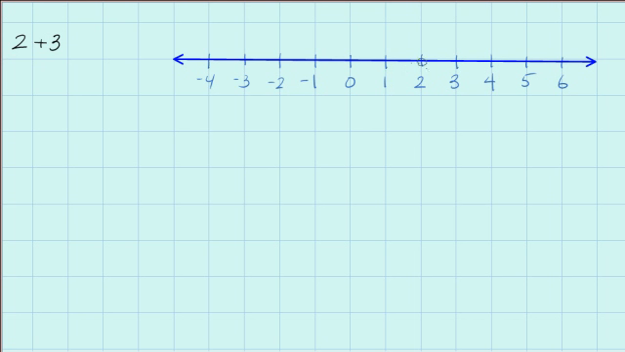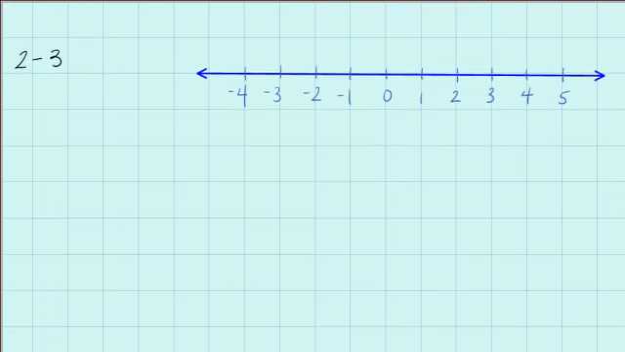I'm going to move to the right 3 units. Remember, positive means going to the right, negative means going to the left. So I'm going to jump 3 units to the right. There's 1, 2, and 3. And you look at where do you end up at. Well, I end up at 5. So therefore my answer is 2 plus 3 is equal to 5. Why don't we look at another example?